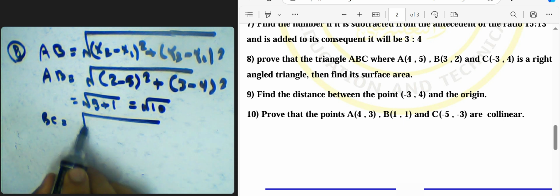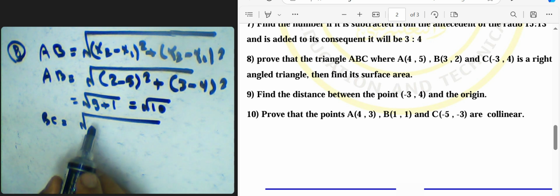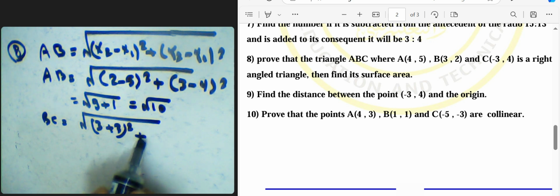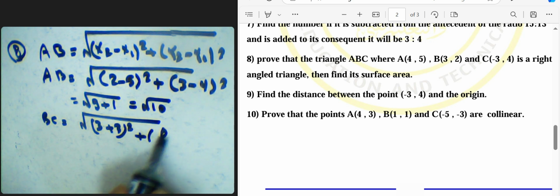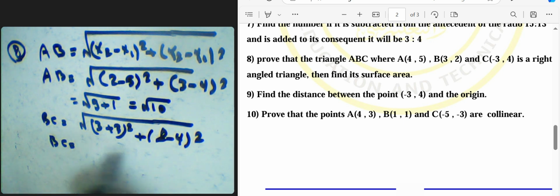We can use the rule about BC. Look at with me here. We can write 3 minus negative 3. It will be 3 plus 3 power 2, because 3 subtracted by negative 3 will be positive. Negative times negative is positive. Plus 2 subtract by 4 all power 2. And then we can find the length of BC.